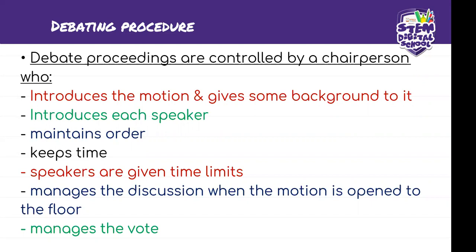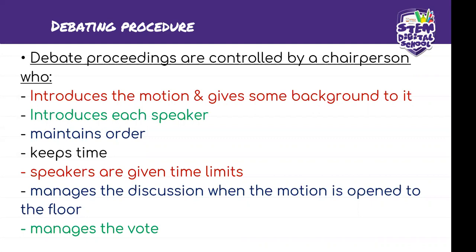Remember also, the chairperson will keep the time to make sure that the debate happens within the allocated session. If you are given 30 minutes, then the chairperson should make sure that before those 30 minutes end, the debating session is over. Again, speakers are given time limits by the chairperson. For example, the chairperson can say every speaker speaks for a maximum of 3 minutes. That means that no speaker should speak more than 3 minutes. So either the speaker speaks for 3 minutes or less. That is how it works.